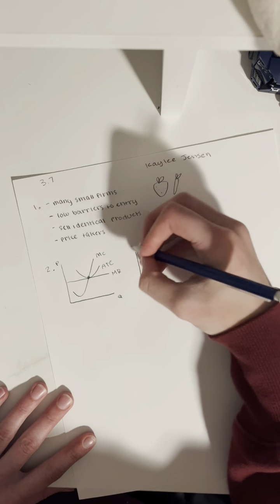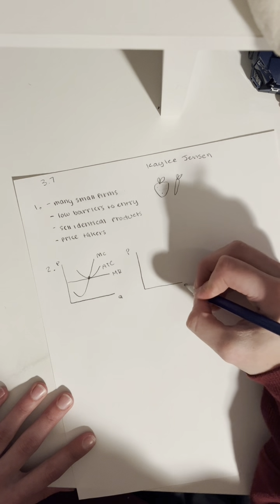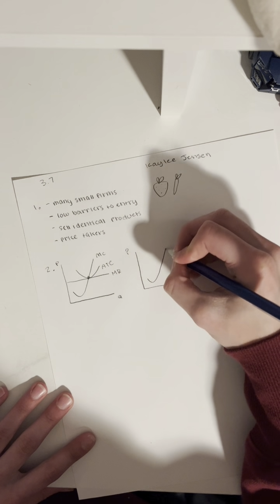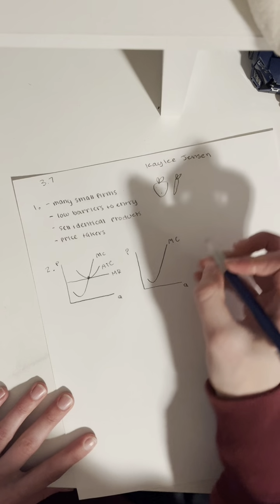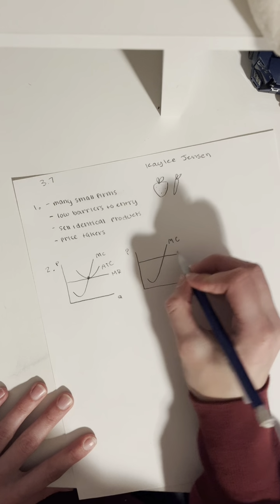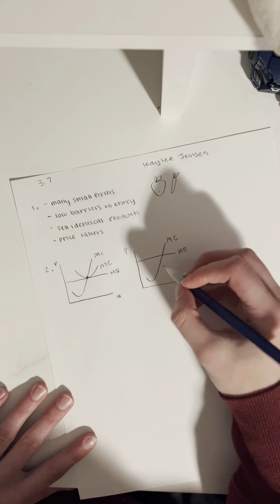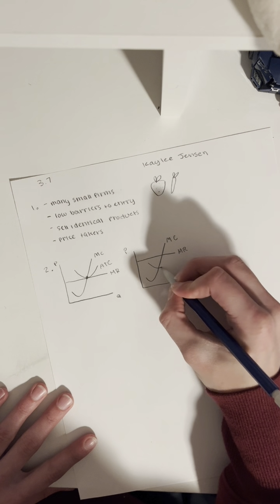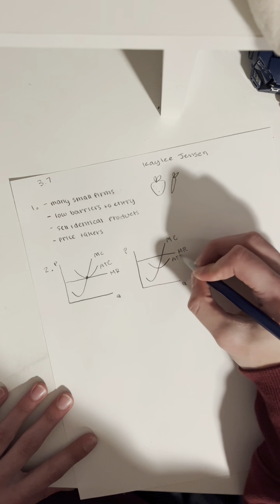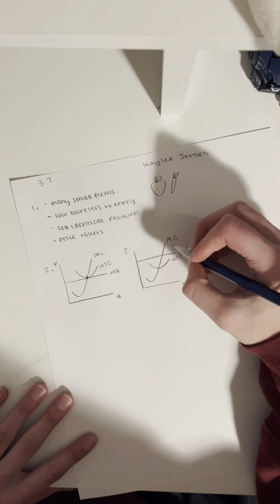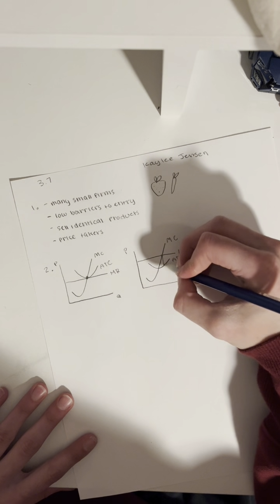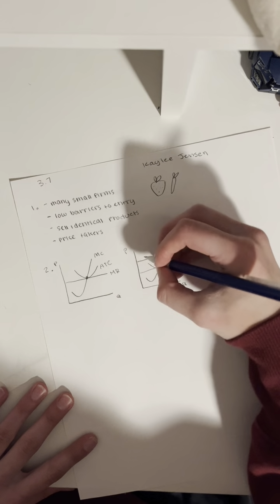Another graph for economic profit would look like this. This is our MC, and then our MR, and then our ATC would be below this MR. And this is how you find profit. So this area would be profit.